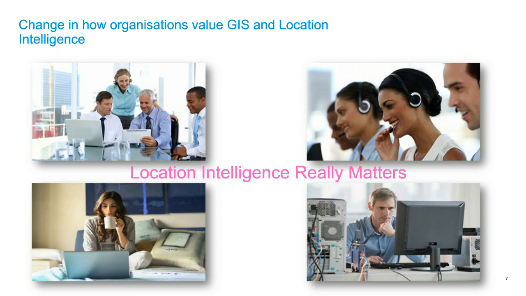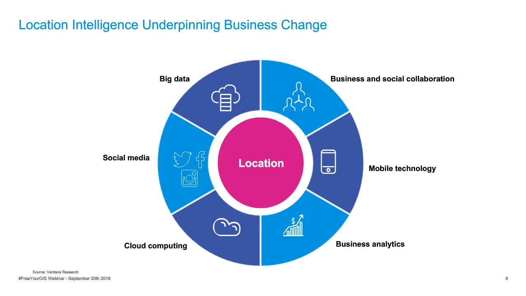So, location intelligence underpinning business change. GIS has obviously changed how organizations think about business processes and decision making, in interactions both internal and external to the organizations. For many of our customers, location intelligence is becoming significantly more important, particularly as they're being flooded with location data. The sources of this data deluge are business and social collaboration tools, mobile devices, business analytics, and particularly business intelligence, cloud computing, social media, and big data.